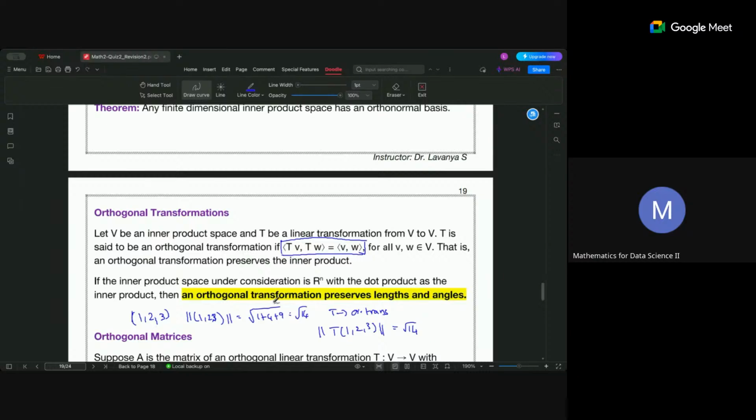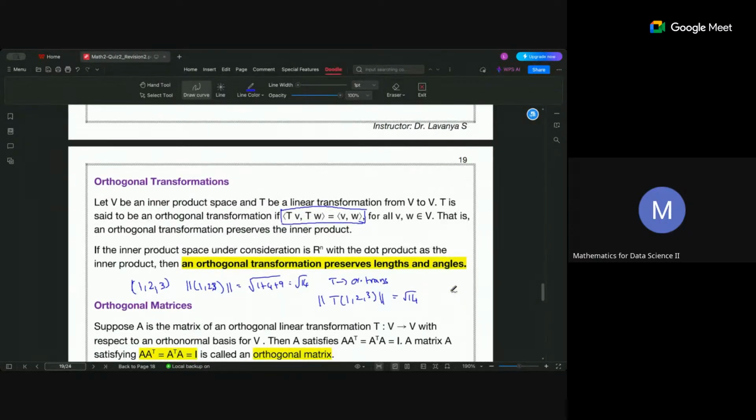Okay. Orthogonal transformation preserves length, we saw. Now, how to see that orthogonal transformation preserves angles? So, let us say you have two vectors. How do you find the angle between two vectors? Dot product. Cos inverse of the inner product of V and U divided by norm of V times norm of U, that is, square root of U dot U, V dot U. Right?